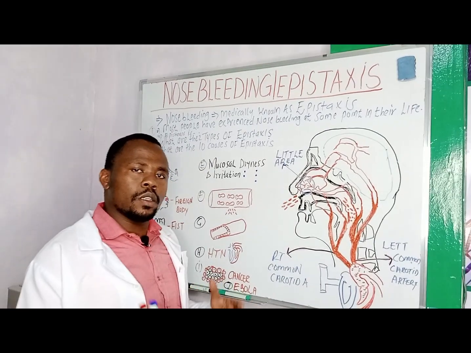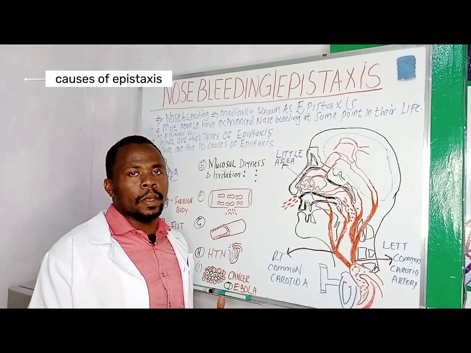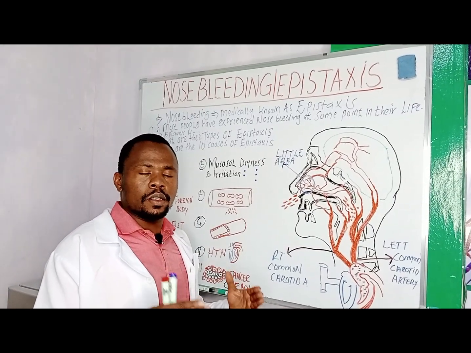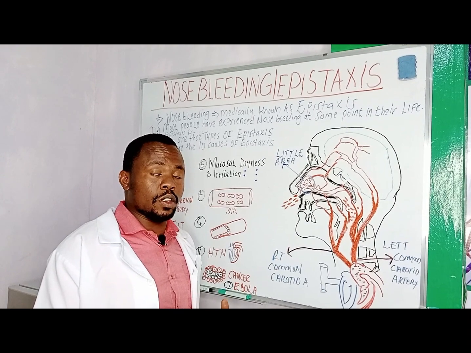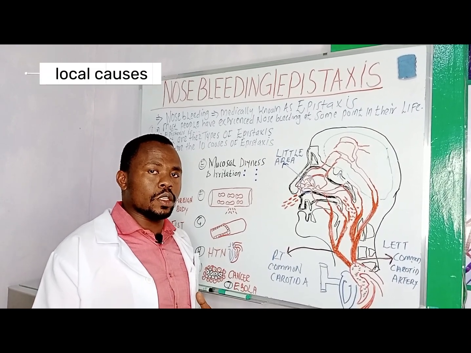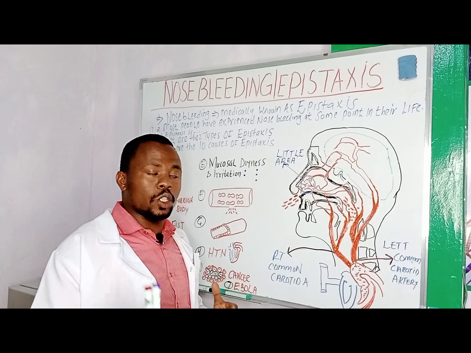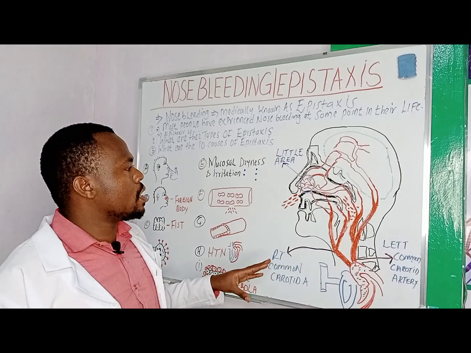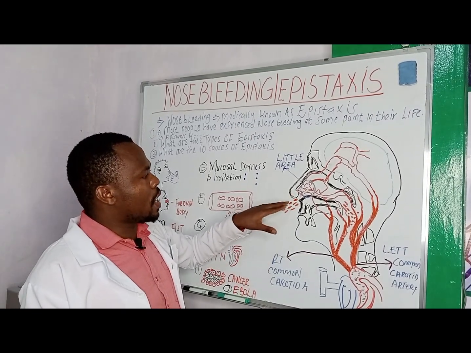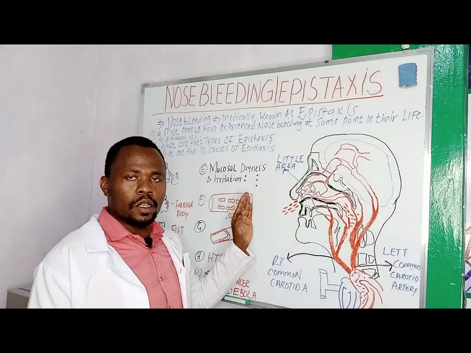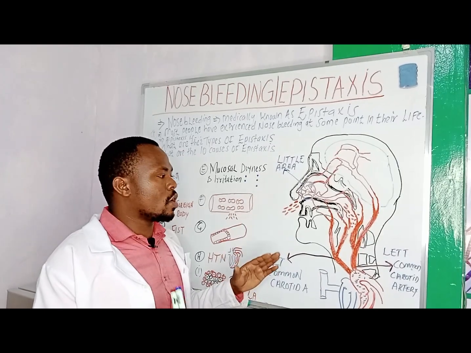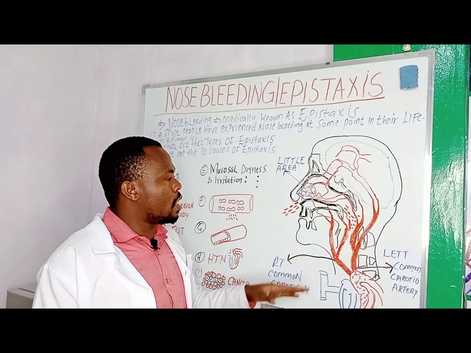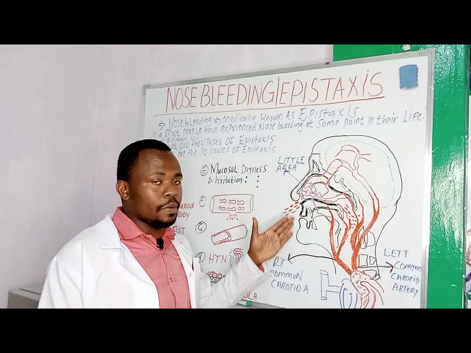What are the 10 causes of nose bleeding or epistaxis? Nose bleeding has two types of causes. We classify the causes into local causes and systemic causes. Local causes means that the causes are around the nose and the nasal cavity. Systemic causes means the cause of nose bleeding is elsewhere in the body and is causing the nose bleeding.